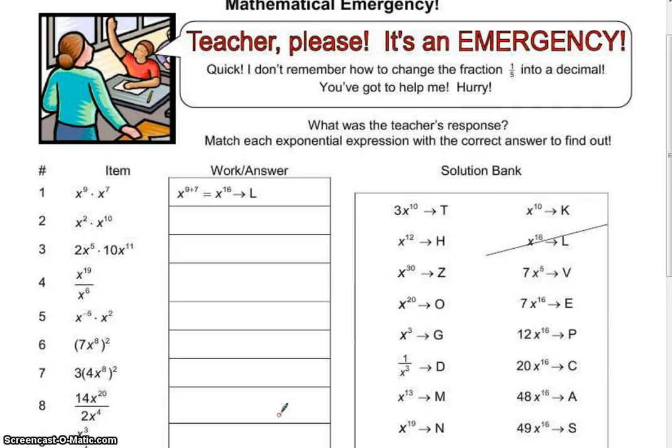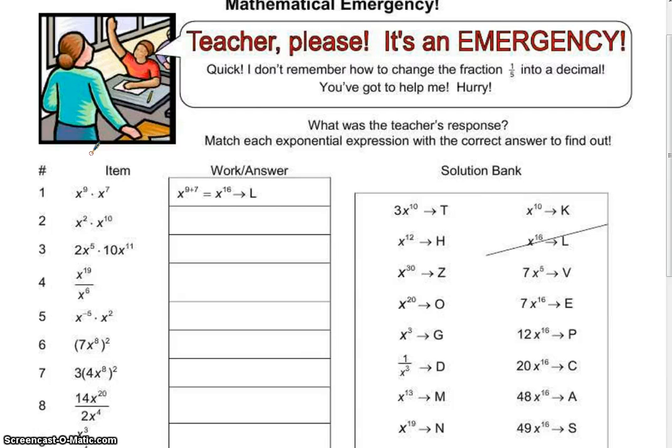This is for Algebra 2. This is day 2 of Exponential Rules. Remember, if you're multiplying, you're going to add the exponents. If you're dividing, you're going to subtract. Power to a power, you multiply. A negative exponent, you have to move it. Anything to the 0 power equals 1.